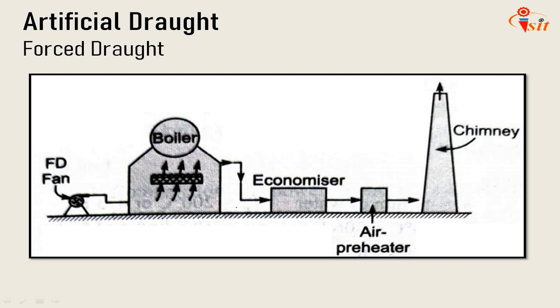It may be mechanical draught or a steam jet draught. The former is used for central power stations and many other boiler installations, while the latter is employed for small installations and in locomotives. First we'll go through the forced draught, that is the first type of artificial draught. Artificial draught is also known as mechanical draught. In a mechanical draught system, the draught is produced by this FD fan, forced draught.